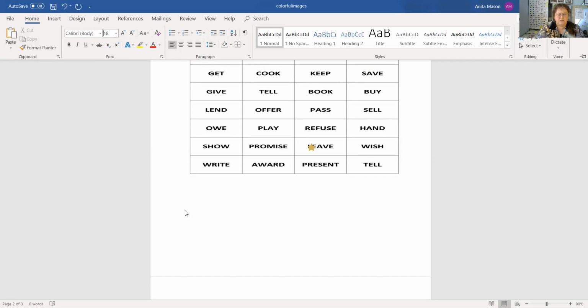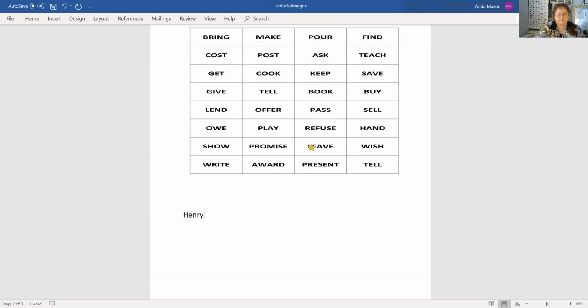Let's use Henry and Jane. Henry, maybe I can. Oops, sorry. Typo. Done with that. Henry left Jane a yellow box full of papers.